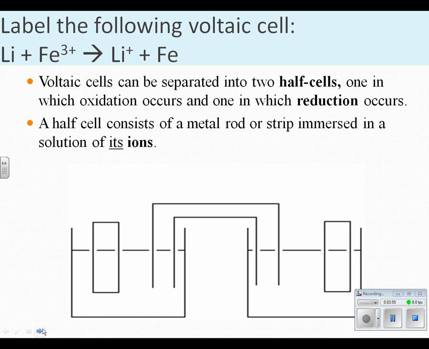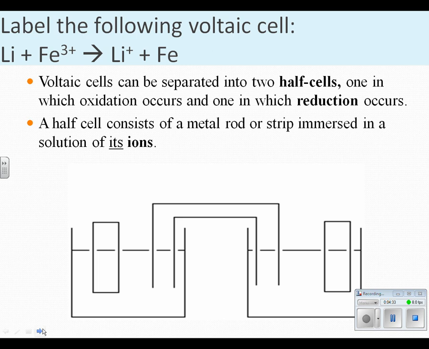So, flipping the page in your notes, we have the following reaction. We have lithium plus iron 3 positive is going to produce a lithium ion and a regular iron atom. So when we have voltaic cells, they can be separated into two half reactions or two half cells. One of these will be an oxidation that will occur, and one in which reduction will occur.